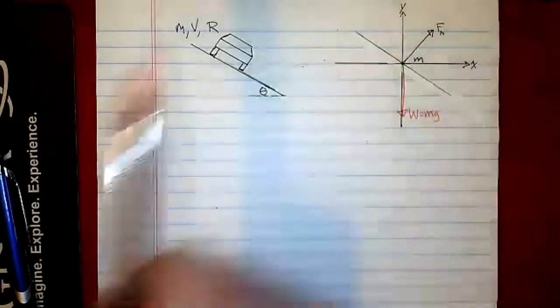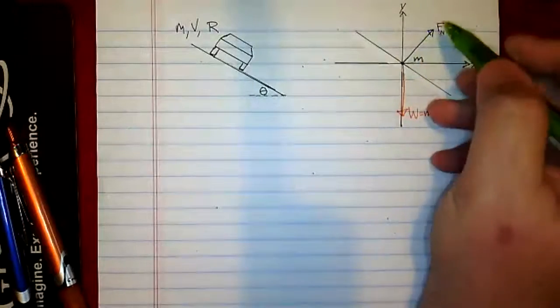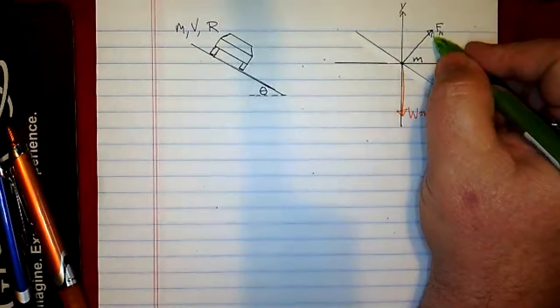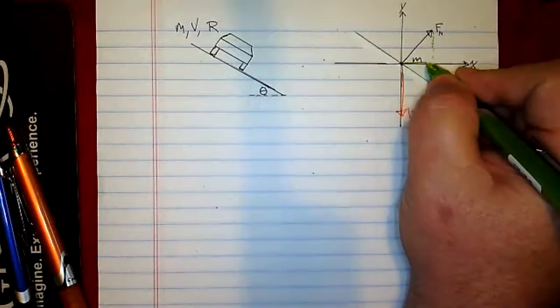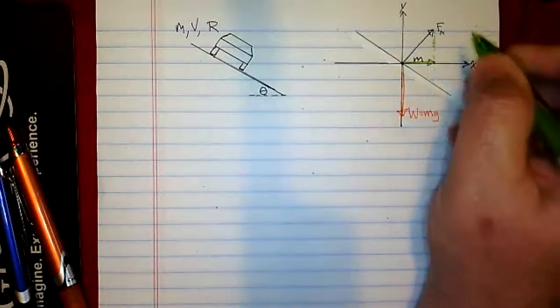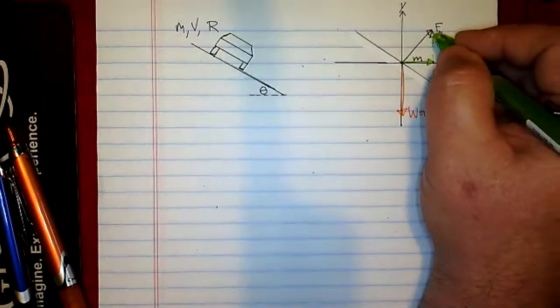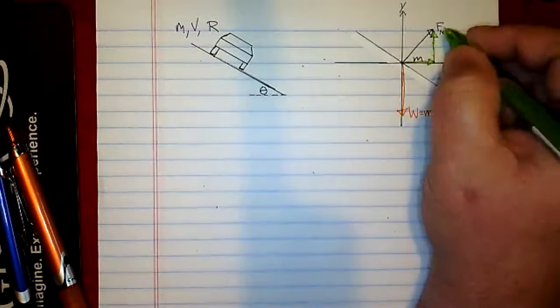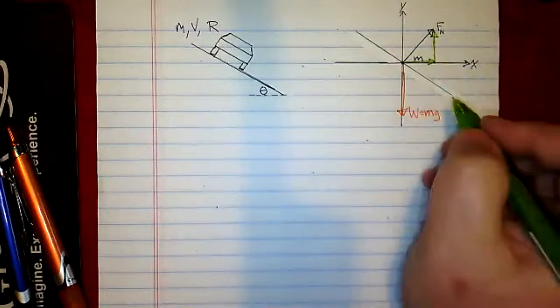To counteract that, of course, we have to break this vector up into its components. So I imagine a right triangle right here, and I see the X component is clearly positive, and the Y component is clearly positive as well. So those are my two components of F normal. Now I just have to figure out the geometry of the situation.